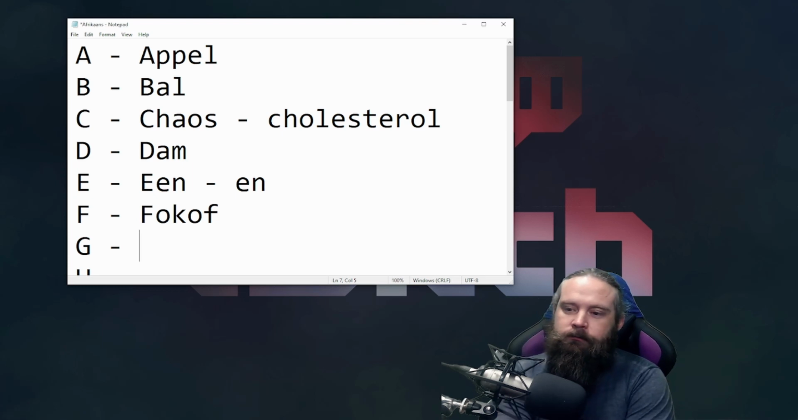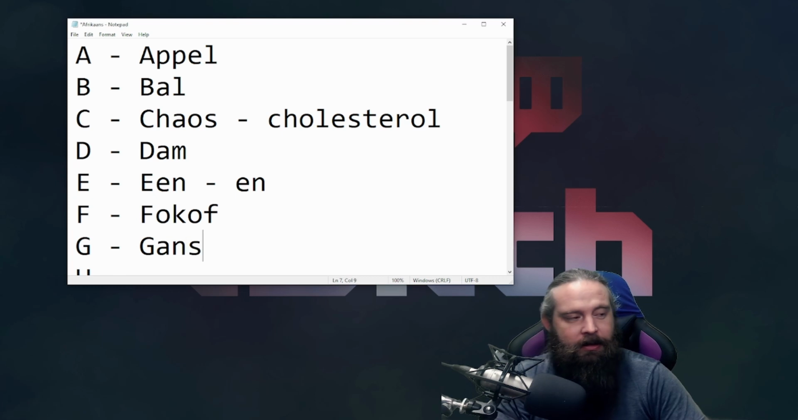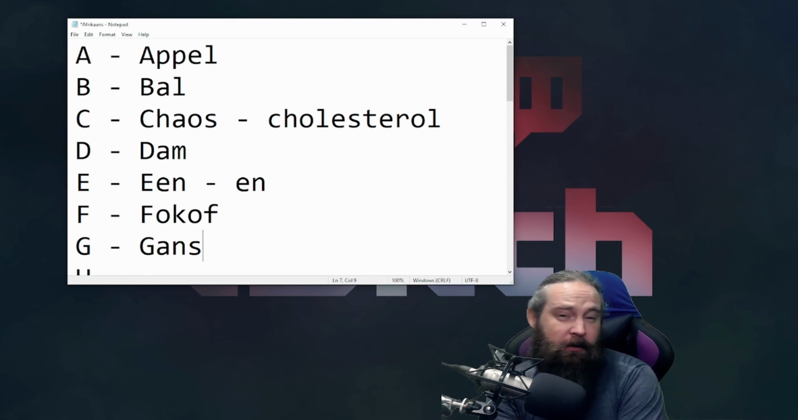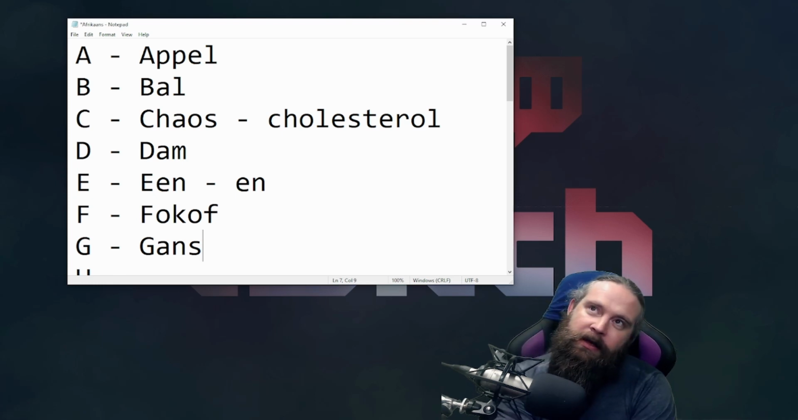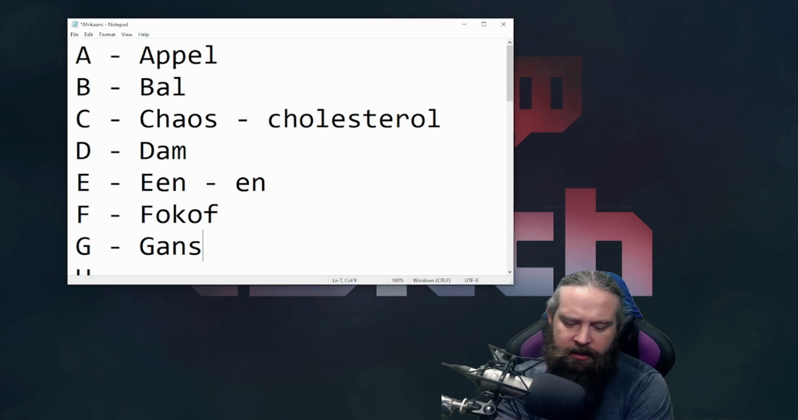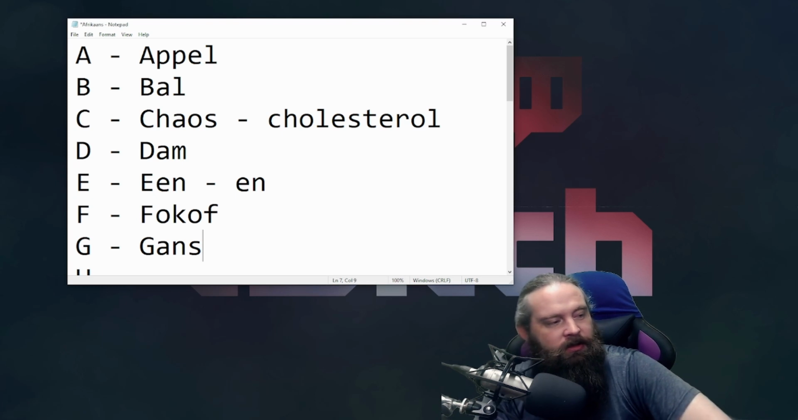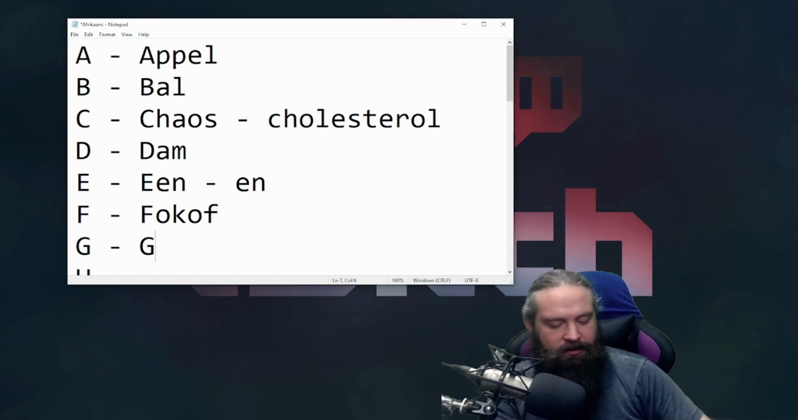G is vir gaans. G, gaans. Now, gaans is going to be a difficult one for you to figure out unless you use Google Translate. But it's a type of bird. It's a duck? No, that's eend. What's a gaans? Wait, let's change it to something different to teach you another word. Gaan.